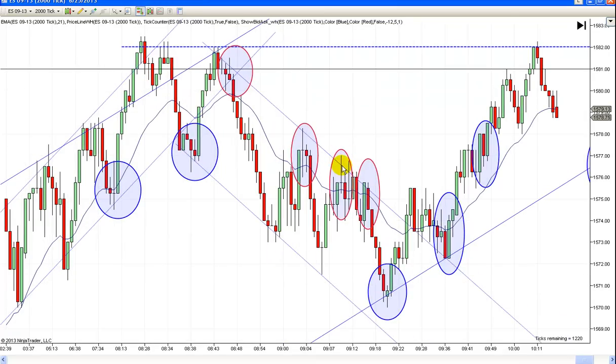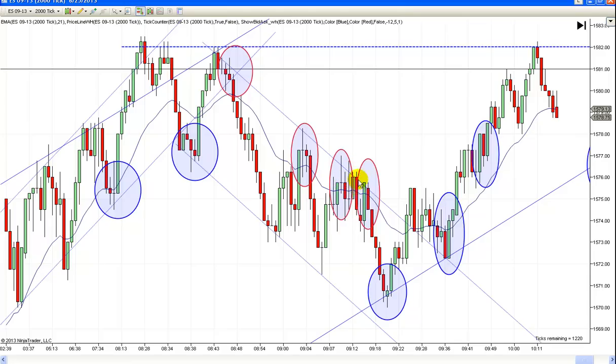But this is just another two-legged pullback to the EMA. It was a doji, and the bars are either green or doji, so it wasn't the prettiest setup, but we've already bounced off that line a couple of times. It's a two-legged pullback. I like using a limit order here, waiting for it to break lower, and then putting a limit order in.